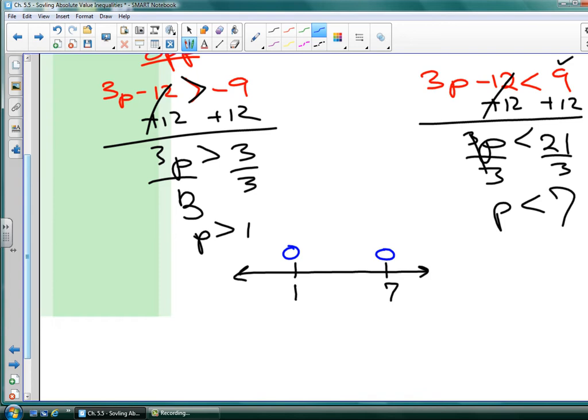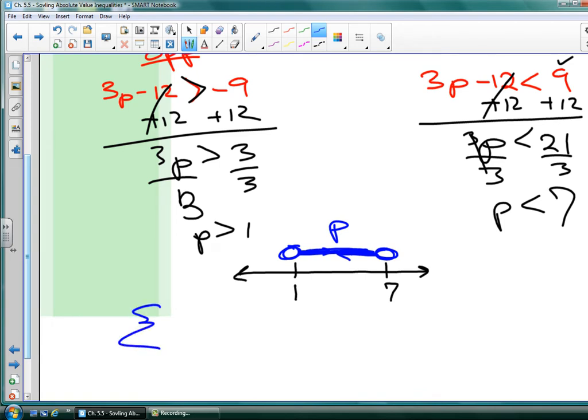On the left, it says p is greater than 1. Well, greater than 1 goes to the right, so I'm starting at 1 and going that way. On the right-hand side, it says p is less than 7. Less than goes this way. And so now I notice that these two electric fences are keeping the numbers we're talking about on the inside, and therefore this is an AND statement, because the p value goes where the bar is. This is a statement saying this has to be true for both things.